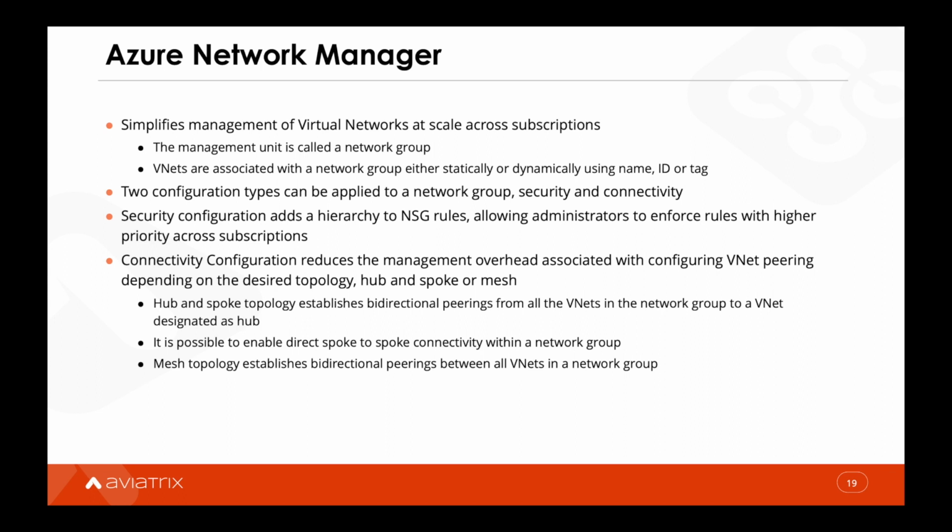Security or connectivity configuration can be applied to a network group. Security configurations allow administrators to enforce rules across all network security groups associated with VNets that belong to a network group. And connectivity configurations simplify connectivity among VNets in a network group by choosing between hub and spoke or mesh topologies. And Azure takes care of setting up the peerings between VNets in the backend automatically in order to comply with the topology defined in the network group.